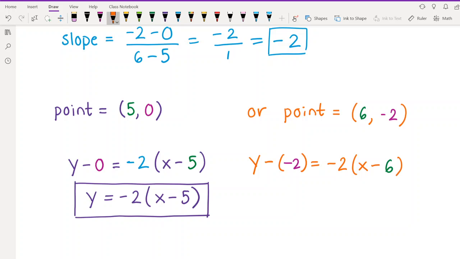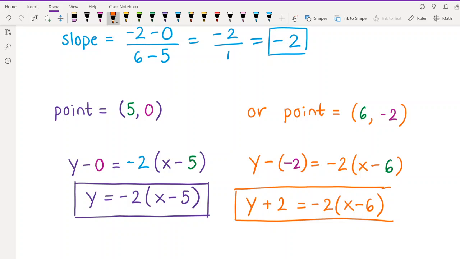So let's just clean this up a little bit. We would get y plus 2 is equal to negative 2 times x minus 6. So you might look at these two equations and think these are completely different lines, but these are actually the same line. Even at this point, if you typed both of these equations into Desmos, you would get the exact same graph. They would look identical. They are the same line.